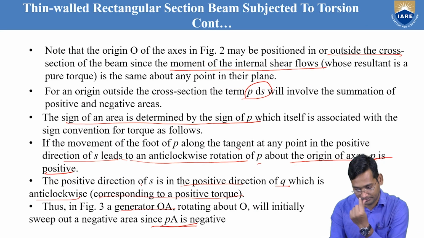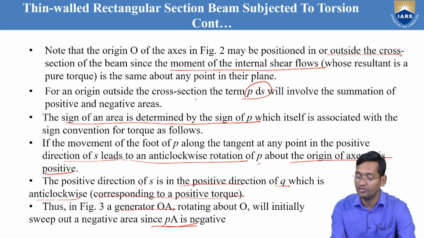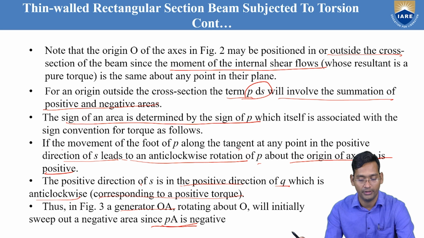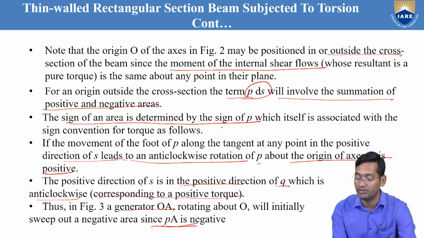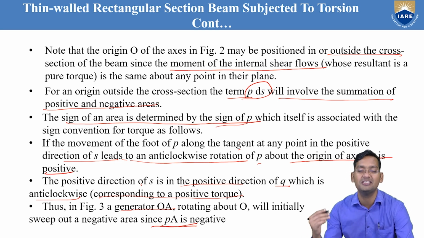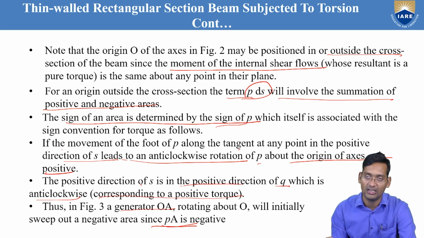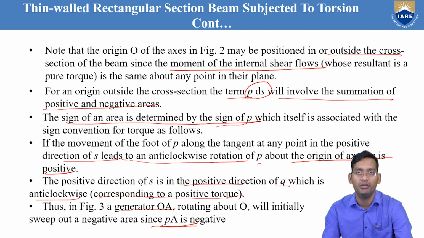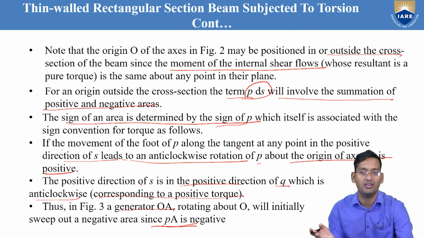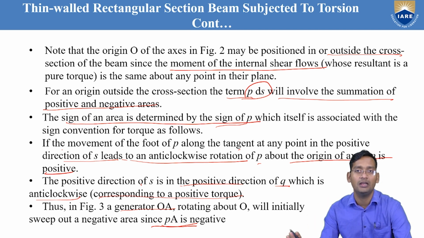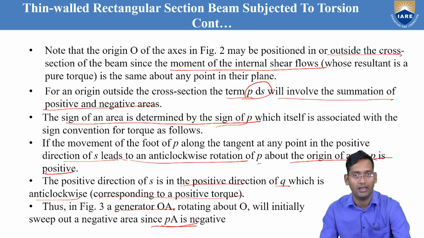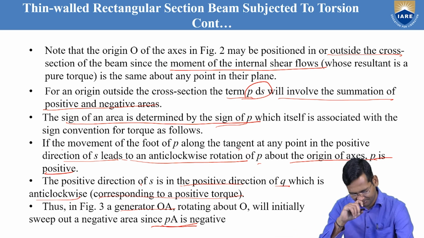Okay. So for an origin outside the cross section, the term PdS will involve the summation of positive and negative area. The sign of area is determined by the sign of P. So whatever the sign of P is, if P is positive, then that area will be positive. If P is negative, then the area will be negative. So when the direction of S leads to anticlockwise rotation, that time P will be positive. When there is clockwise rotation of S, then P will be negative and hence negative area will be there.